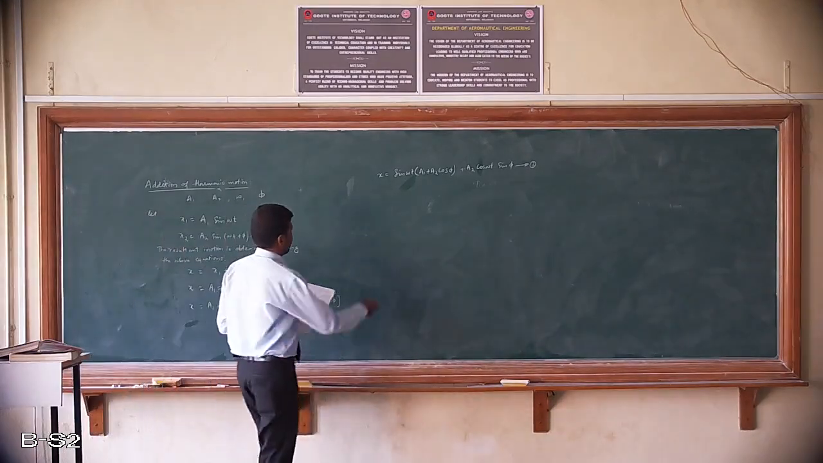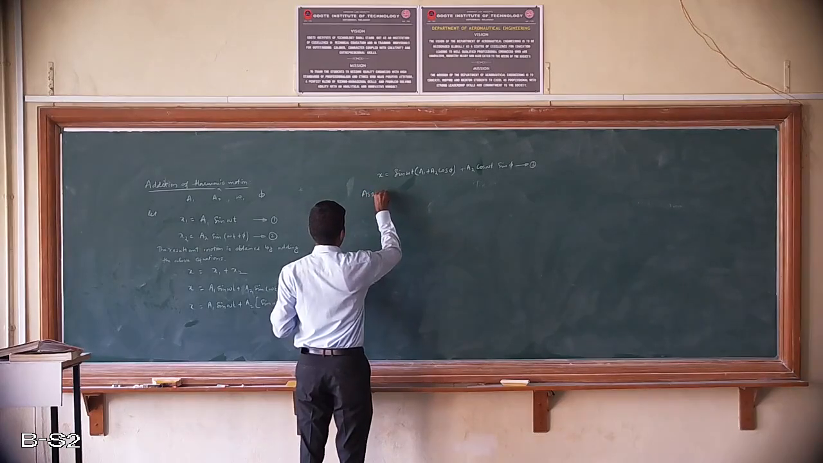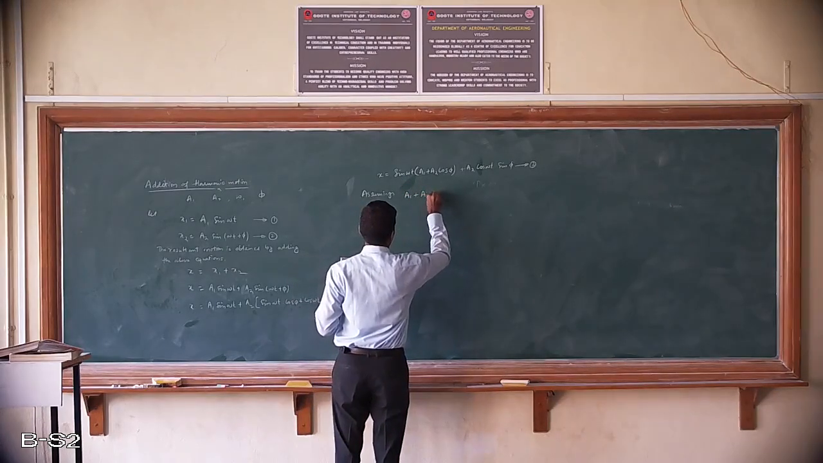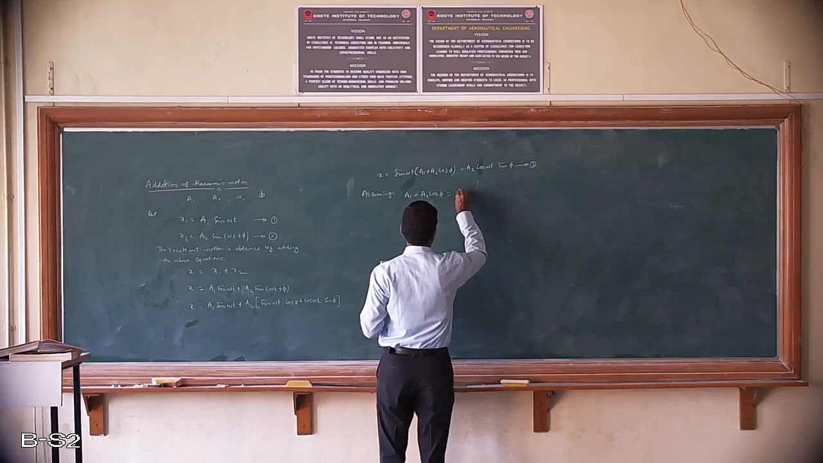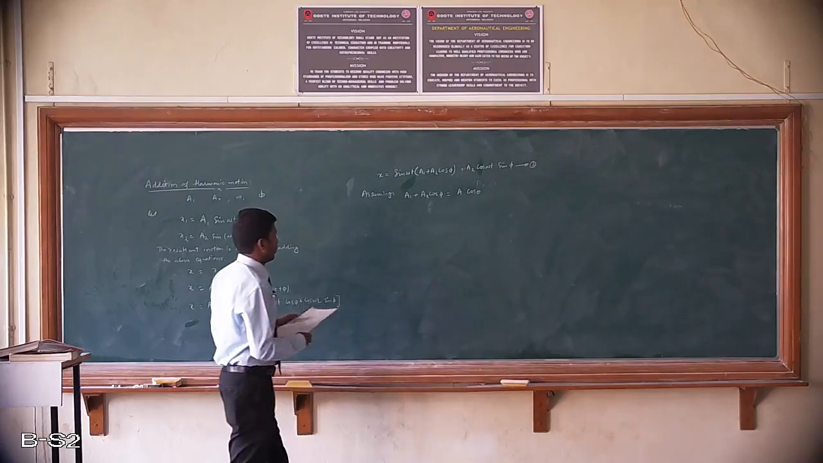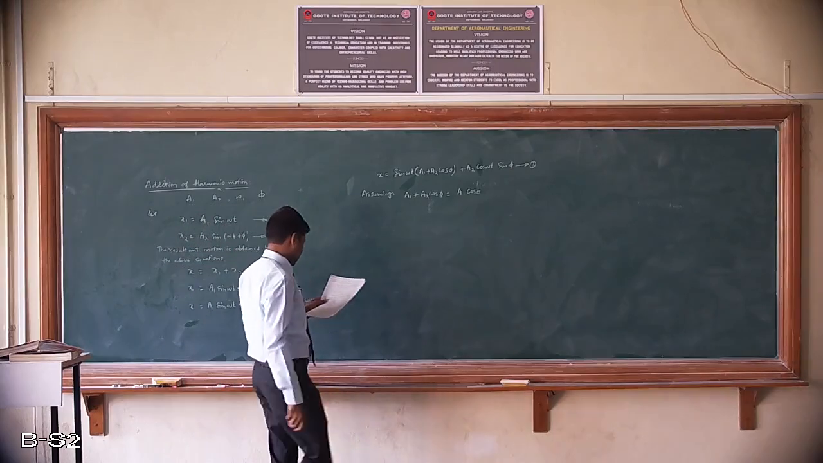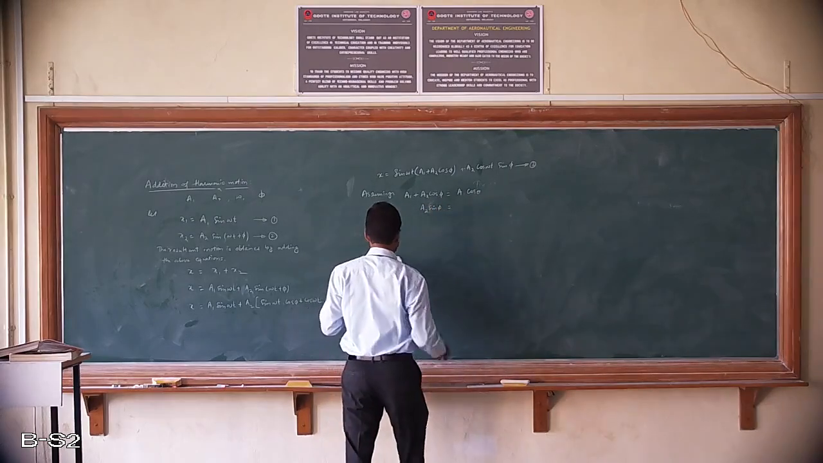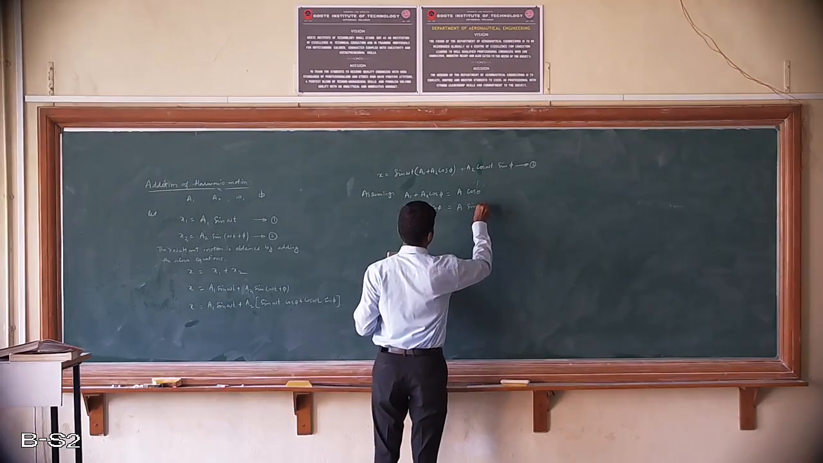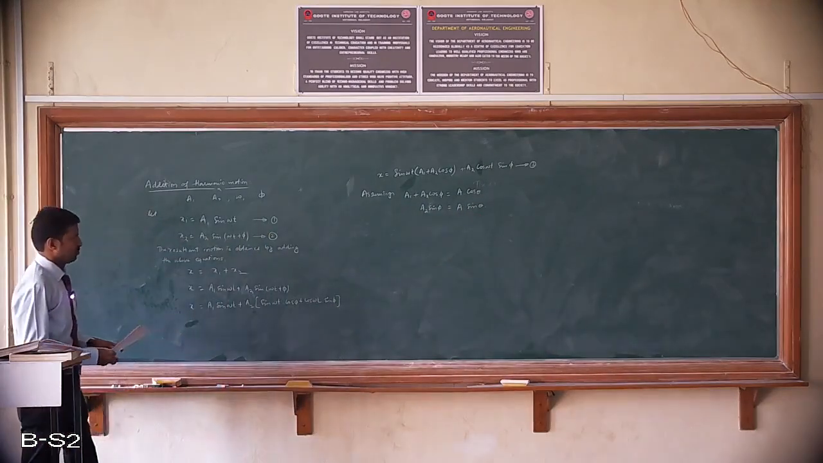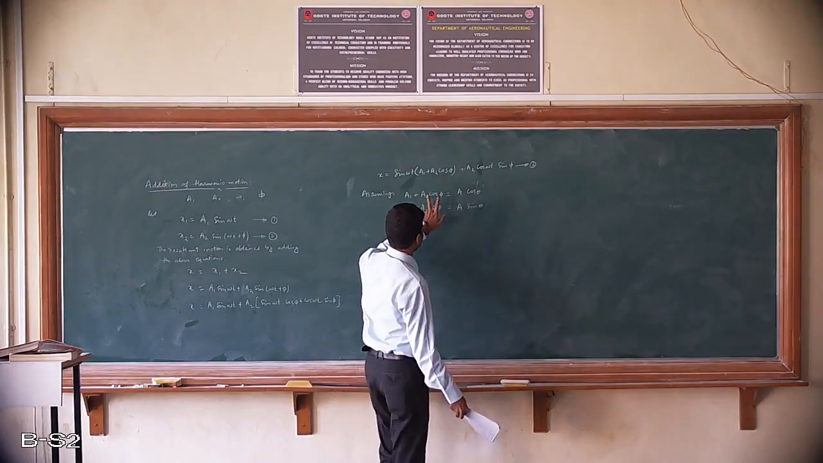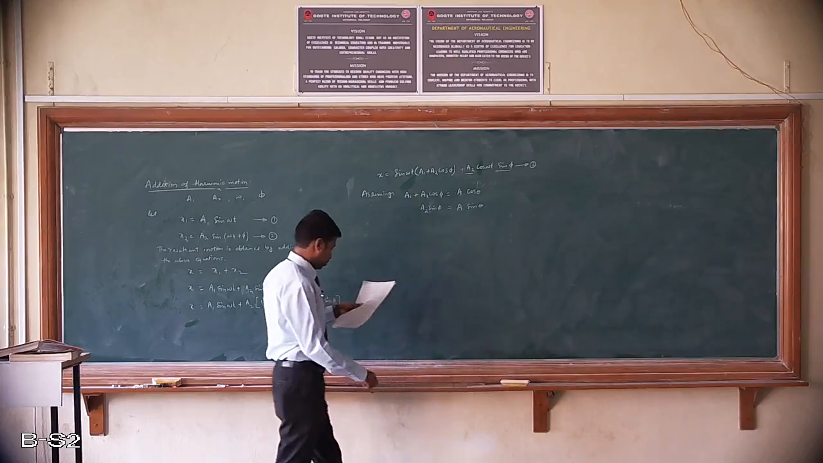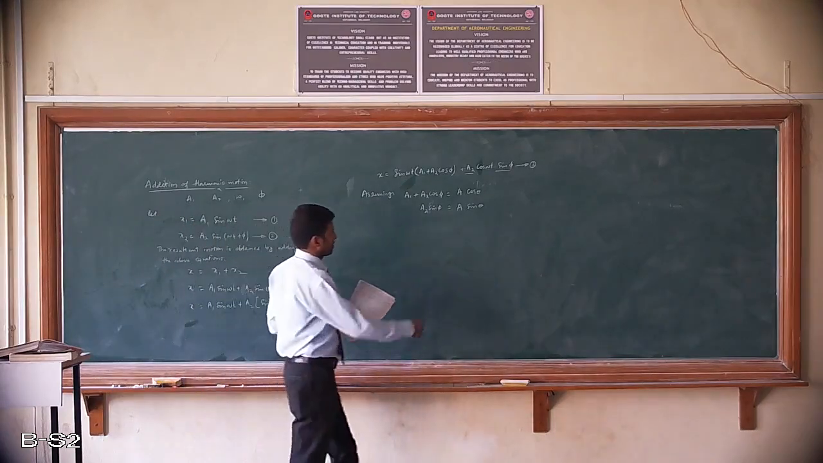Let us assume that a1 + a2 cos φ = A cos θ, and a2 sin φ = A sin θ. I will call this equation number A.